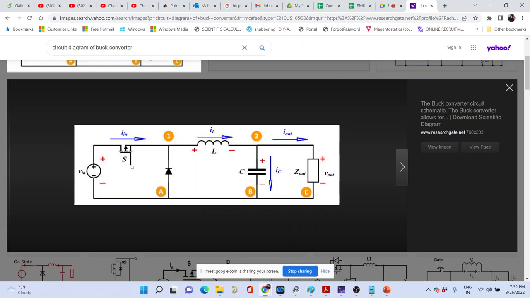Okay, you are creating a channel. Yes. How do you create the channel between drain and source? By applying a positive voltage across VGS. You have to apply a positive VGS at the gate terminal. Then only the switch will be turning on, right?